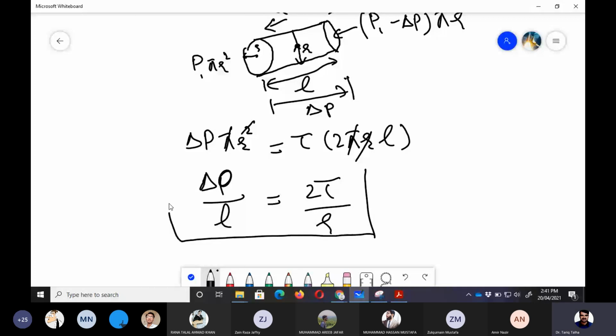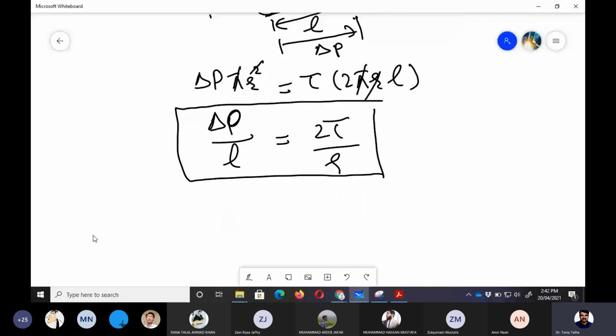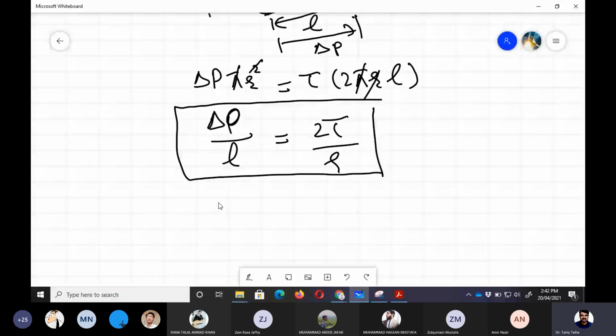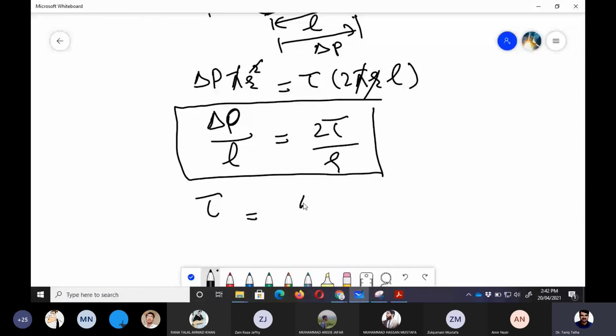So this is the relation of pressure drop and shear stress, right? Now in most cases, this delta P we know from the pump which we have installed. This delta P upon L is known, so we can write that tau becomes equal to delta P upon L into R upon 2, right?